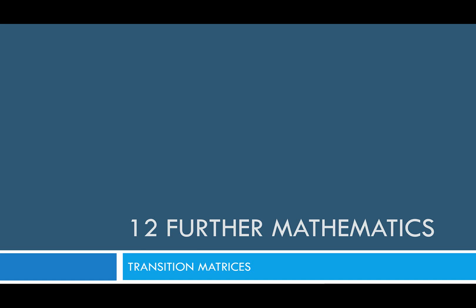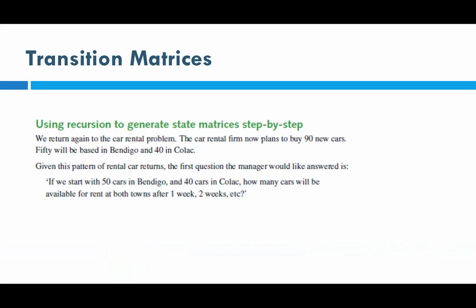So we're going to start off with looking at the car rental problem that we started off with at the start. So the car rental firm was the one that was in Bendigo and Colac, if you remember that one. The car rental firm now plans to buy 90 new cars, and 50 will be based in Bendigo and 40 are in Colac. So given this pattern of rental car returns, the first question the manager would like to answer is, if we start with 50 cars in Bendigo and 40 cars in Colac, how many cars will be available for rent at both towns after 1 week, 2 weeks, 5 weeks, 10 weeks, 50 weeks?